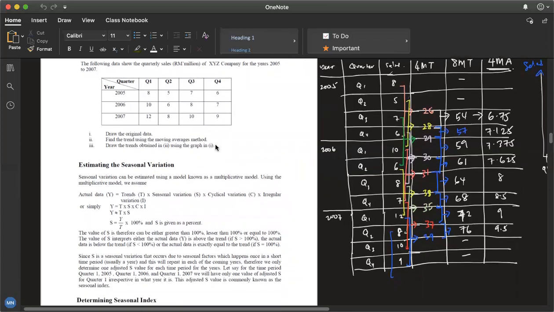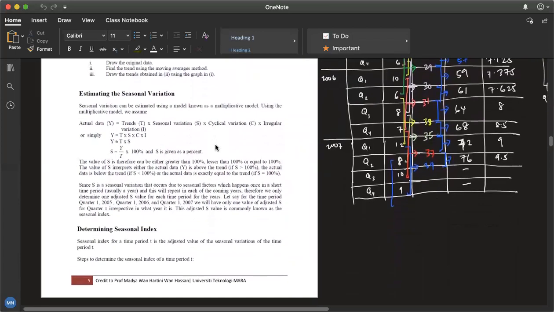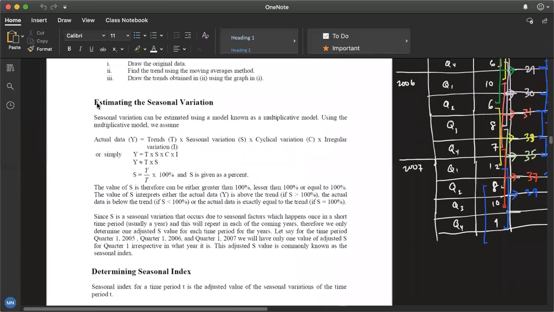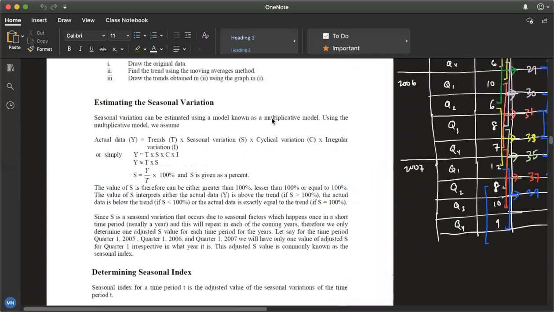So now we want to do estimating the seasonal variation, right? So seasonal variation can be estimated using the model known as a multiplicative model. So the multiplicative model is Y equal to T multiplied with S multiplied with C multiplied with I. So Y means the actual data equal to trend, which is T, multiplied with seasonal variation, which is S, and cyclical variation and irregular variation.